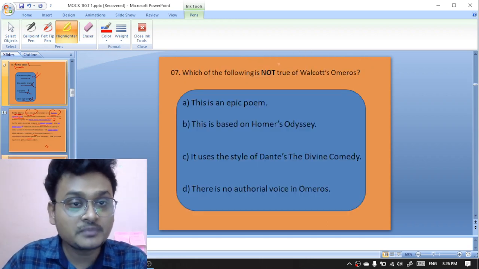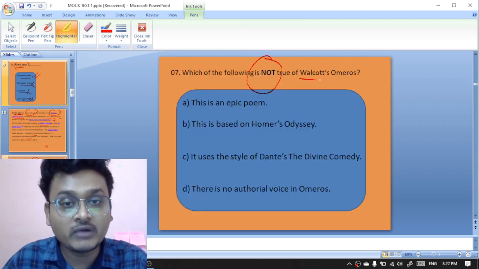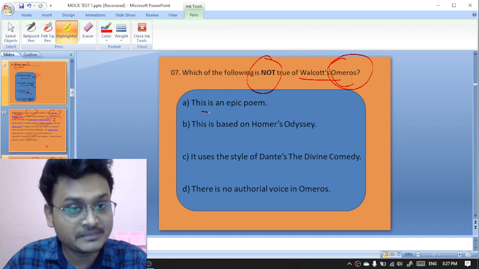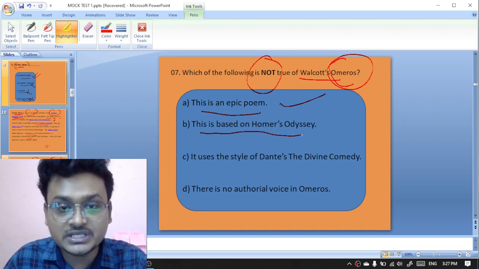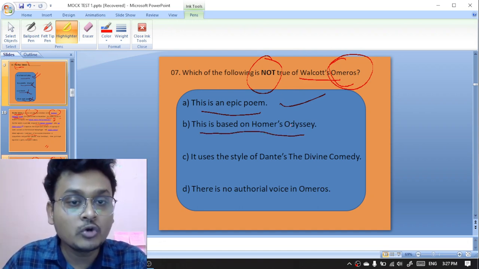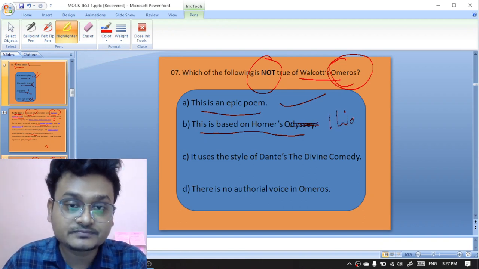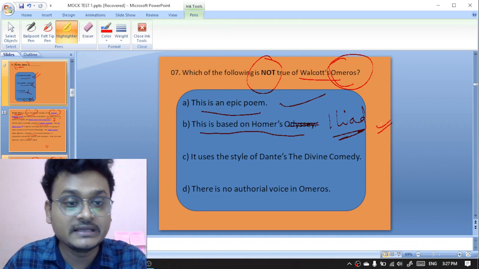Next question: which of the following is not true of Walcott's Omeros? Derek Walcott's Omeros. Which is not true? This is an epic poem, it is true. Omeros is an epic poem. Is it based on Homer's Odyssey? No, this is based on Homer's Iliad.